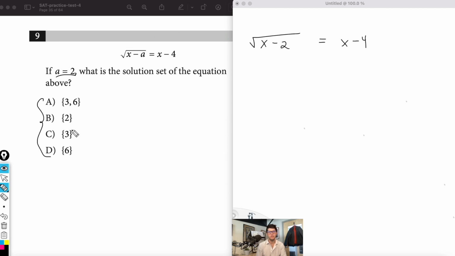It's either 2, 3, or 6. There's a high likelihood it's 3 or 6 because that shows up multiple times, whereas 2 only shows up once. So, I don't know, try out 3. If x equals 3, let's say 3 minus 2, does that equal 3 minus 4? So no, it doesn't, because that's the square root of 1, which is only equal to positive 1, not negative 1. So that means that 3 does not work.